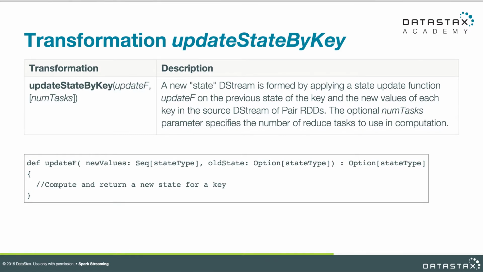This function takes two parameters. One is a sequence of values, which are all the values in that batch for a given key. So this function is going to get called by Spark for each key in the batch. The second parameter that the function takes is the current state. The function will then return a new state value based on whatever computation it does internally.